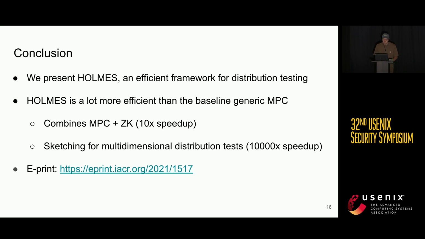So overall, we present HOLMES. This is an efficient framework for distribution testing, and as we can see, is also a lot more efficient than using the baseline generic MPC approach with one-hot encoding vectors instead of a sketching approach. With using zero-knowledge proofs to offload a lot of the computation, we see a 10 times speed up. And by using the sketching approach with the Johnson-Lindenstrauss lemma to sketch the exponential number of columns to a constant number of columns, while closely preserving the norm, we see a 10,000 times speed up.